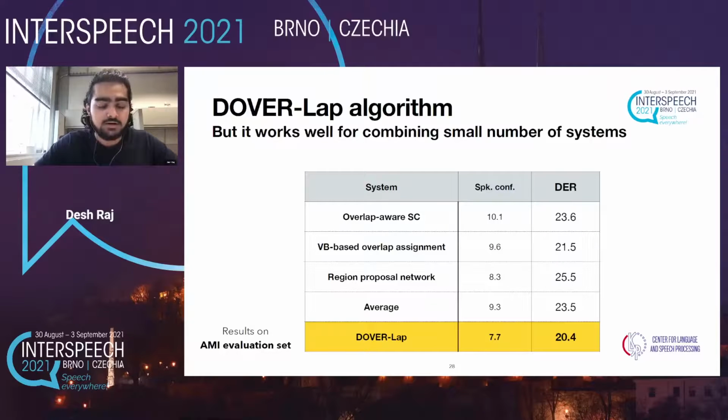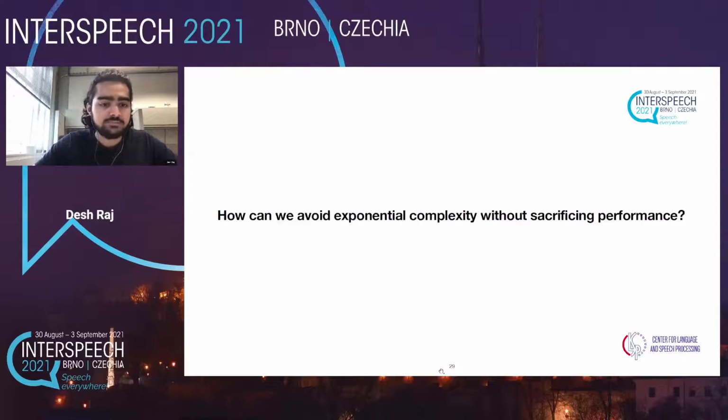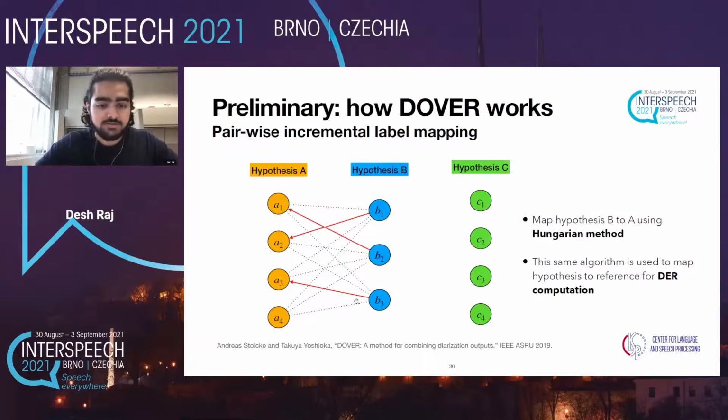So we do want to retain the performance of the overlap, but we do not want to spend an exponential cost in performing this combination. So we want something which lies in the middle. So how can we avoid this exponential complexity without sacrificing performance?